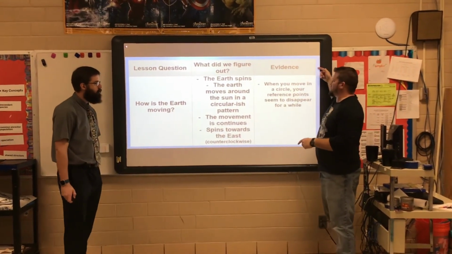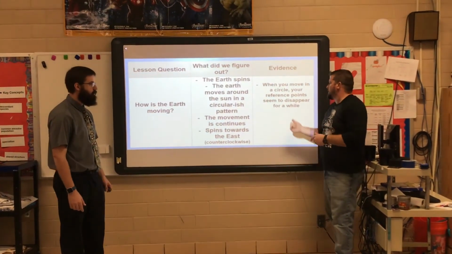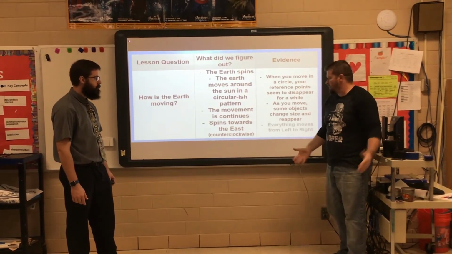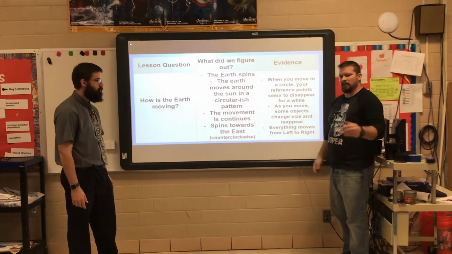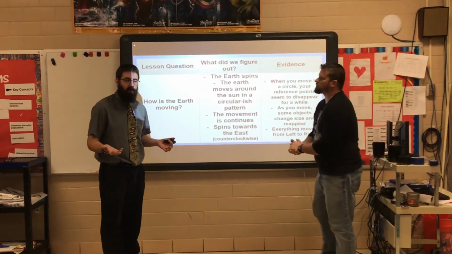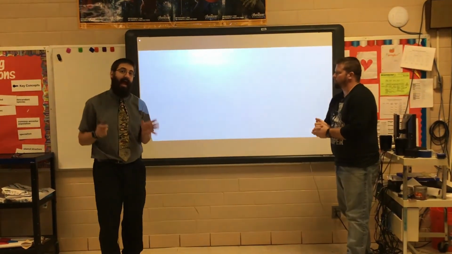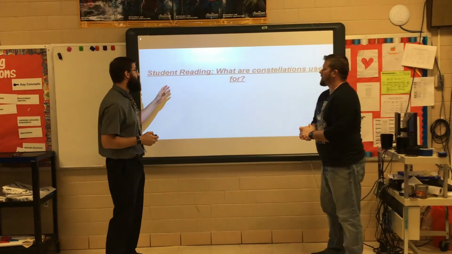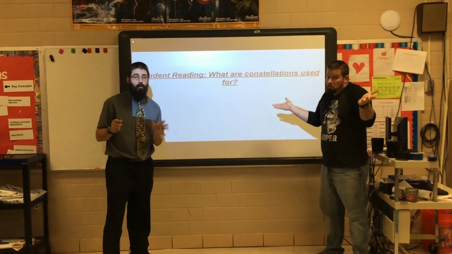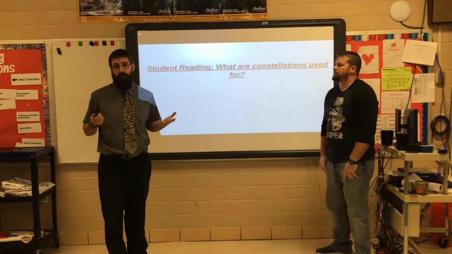And then our evidence is, when you move in a circle, your reference points seem to disappear for a while. And then as you move, some objects change size and reappear. And everything moves from left to right. Wonderful. So we have all of our evidence compiled here. Now what we want you to do is there's going to be a student reading attached to this lesson. It's going to be called, what are constellations used for? It's a really cool reading about how we base a lot of our science information off constellations.